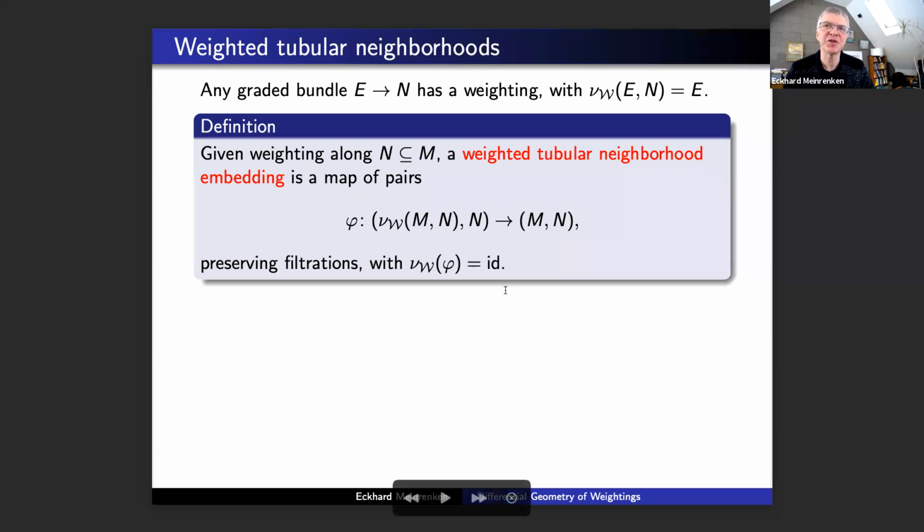So this makes sense because the weighted normal bundle of a graded bundle relative to its zero section is the weighted normal bundle itself. So this approximation becomes a map from the weighted normal bundle to the weighted normal bundle, and it makes sense to say that should be the identity.